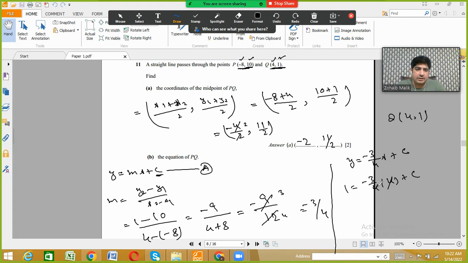So here I can see I can cut 4 into 4. Minus 3 will be left. Minus 3 will go there. 1 plus 3 is equal to c. So c value is 4. So the final equation becomes y is equal to minus 3 by 4x plus 4. So this is the answer.